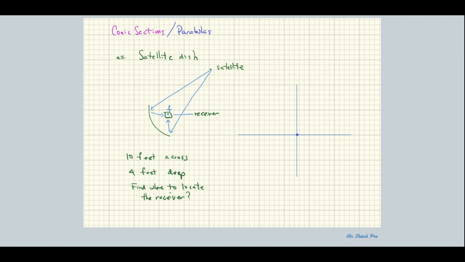Okay, now I have 2 more points that I can work with, right? Because I know this thing is 10 feet across and 4 feet deep. And so that's 10 feet across. That's 5 and 5 and 4. Yeah, 5 and 5, and 4. That looks pretty right. So here's my dish.